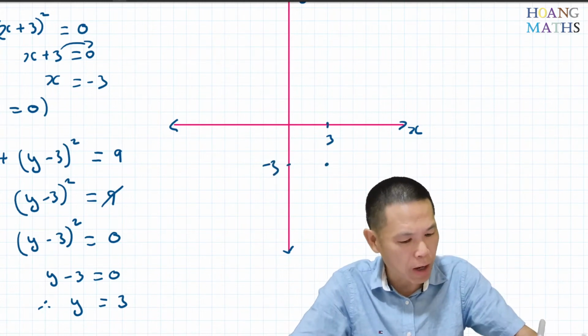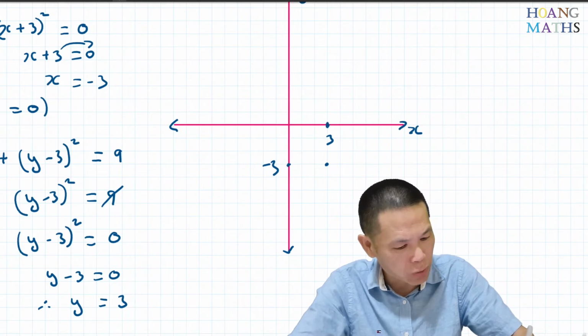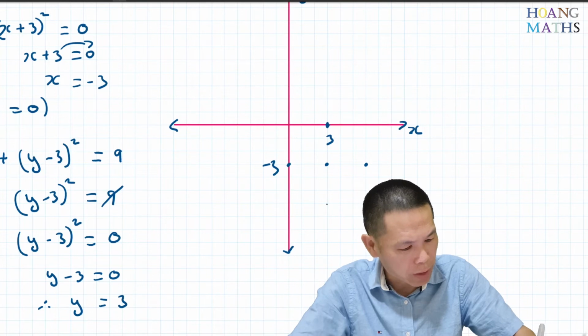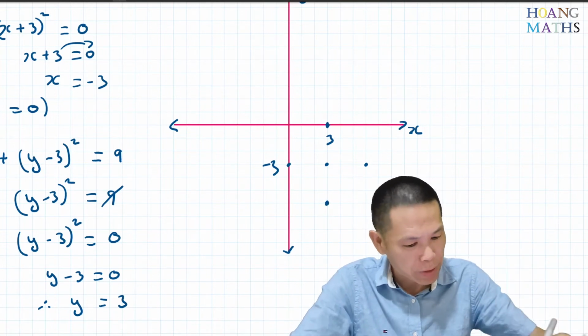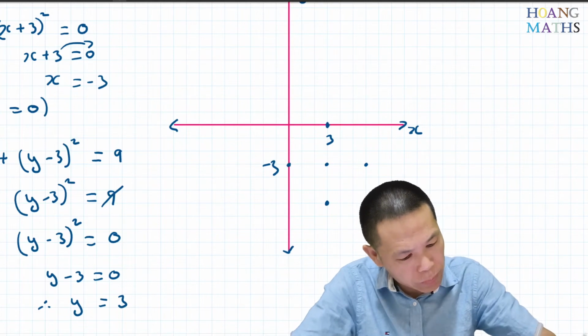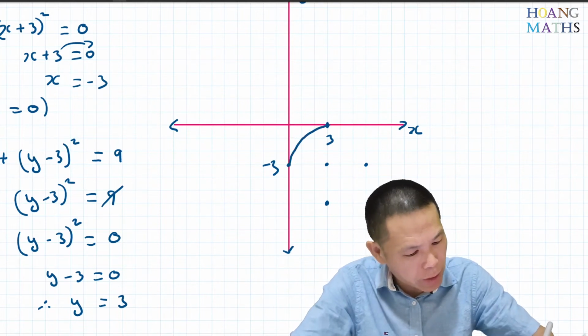So that means we go up 3 units. And 3 here, and go across 3. And go down 3. And now we just join these points together. So just go like this. Connect these points.